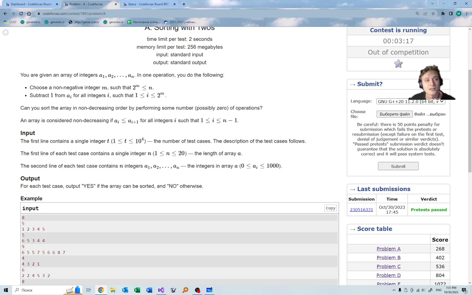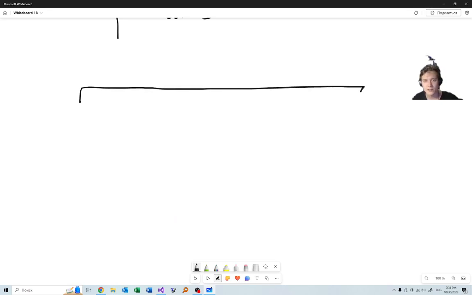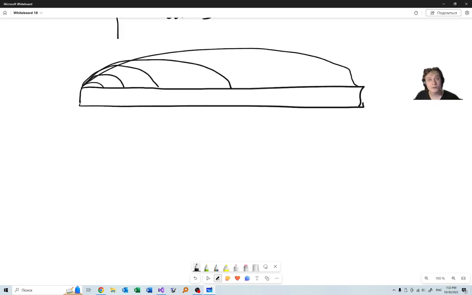First of all, we choose some non-negative number m, such that 2 to the m is at most n. And you subtract 1 from all numbers with these indices. What does it mean? It means that you have an array, and there are several prefixes, which I will call allowed prefixes. So the allowed prefixes are of size 1, of size 2, of size 4, of size 8, etc. And what you can do is choose one allowed prefix and subtract 1 from all numbers here.